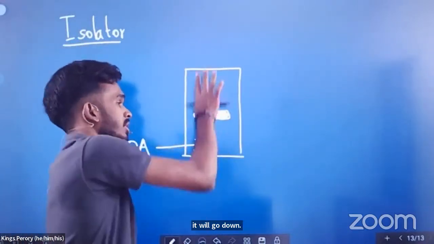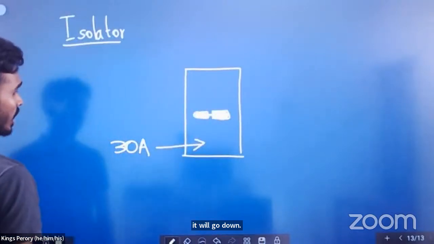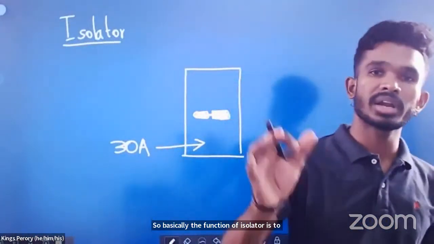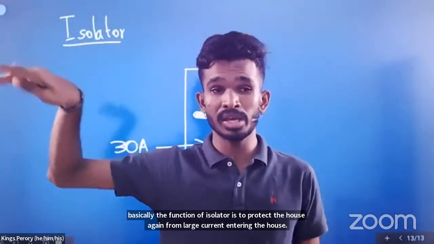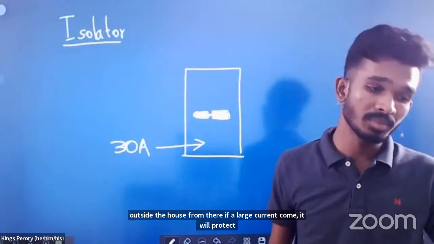Then you can come and switch it on and see. So basically the function of the isolator is to protect the house from large current entering the house. The overload circuit breaker doesn't belong to you, it's outside the house. From there, if a large current comes, it will protect. From here, if a large current tries to come, this will protect.